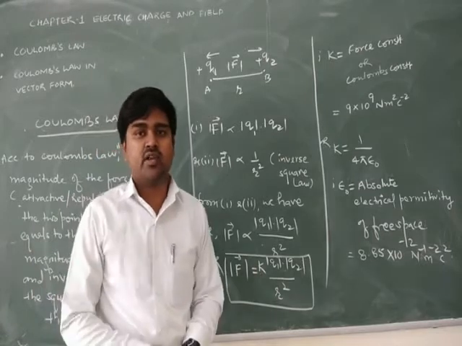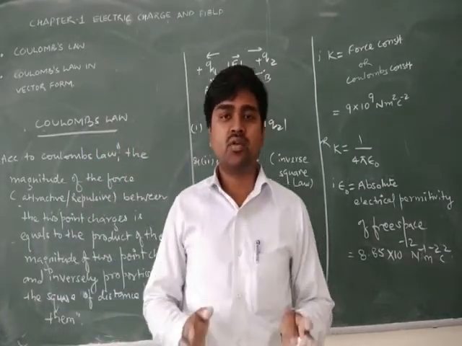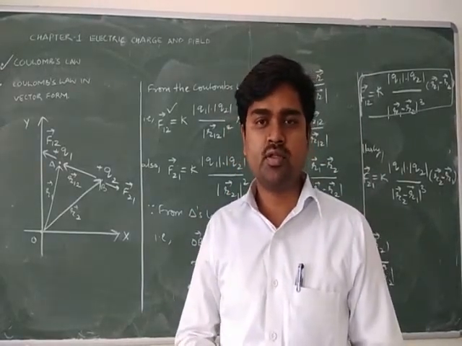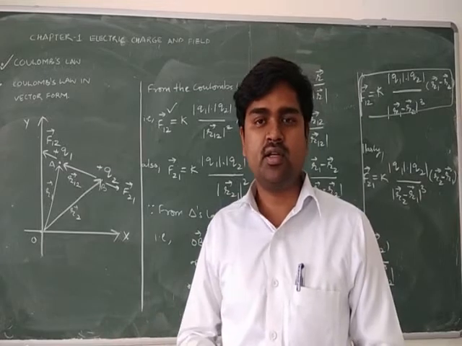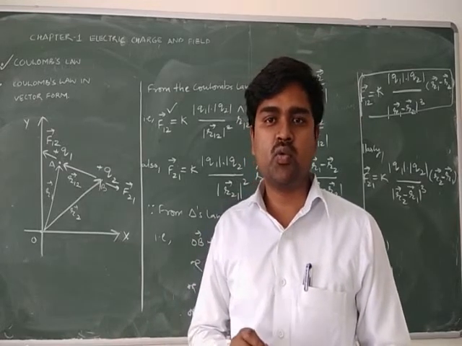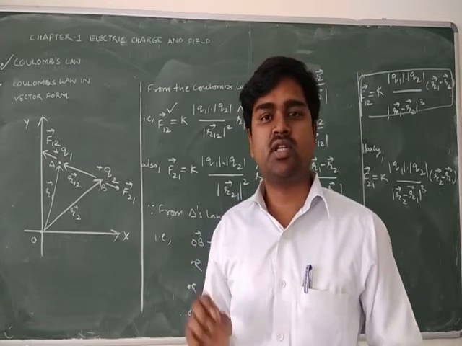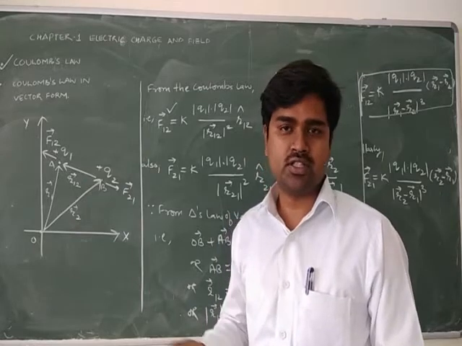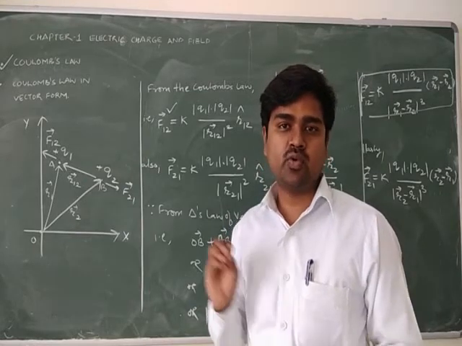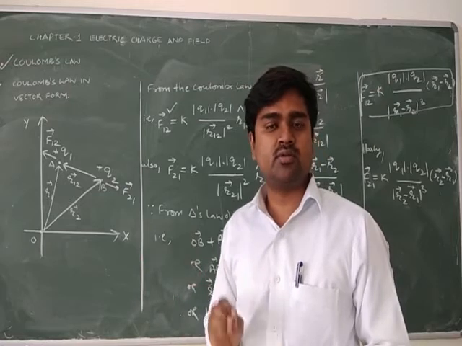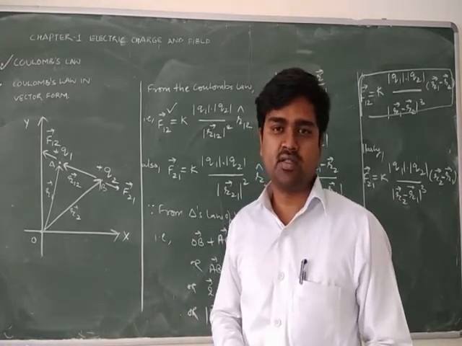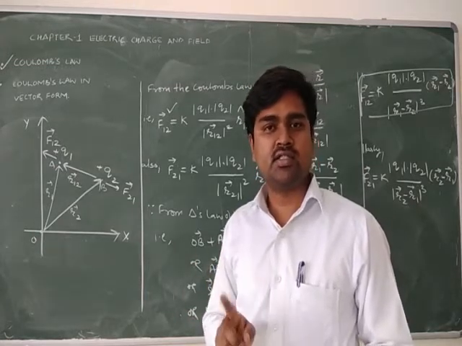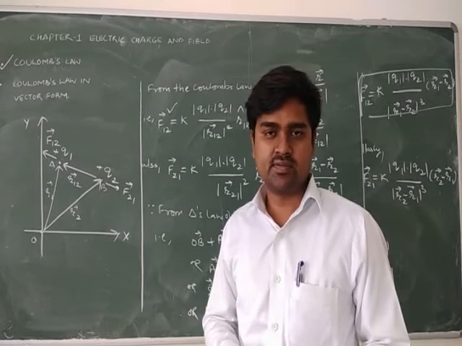Now we will move to the next topic, that is Coulomb's law in vector form. To understand it, we have drawn an xy plane, where 2-point charges Q1 and Q2 are placed at positions A and B, having position vectors R1 and R2 from the origin O respectively. As both charges have the same polarity, meaning both are positive, they will repel each other. So the second charge repels the first charge and similarly the first charge repels the second charge.